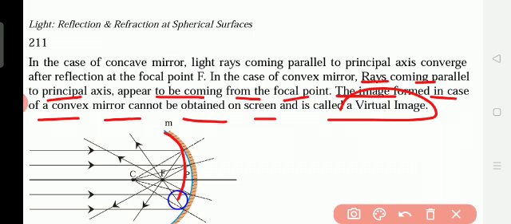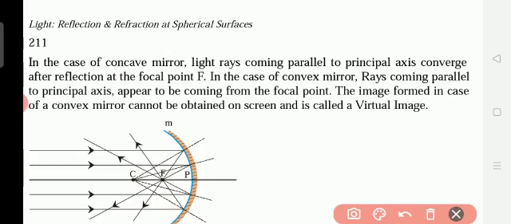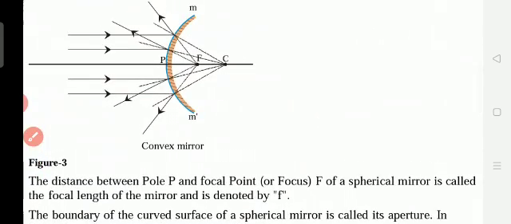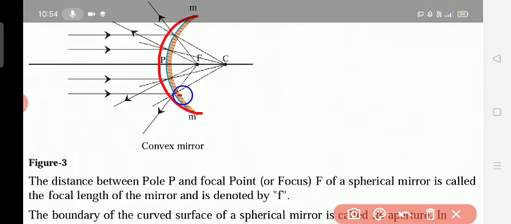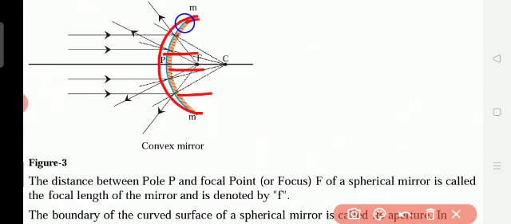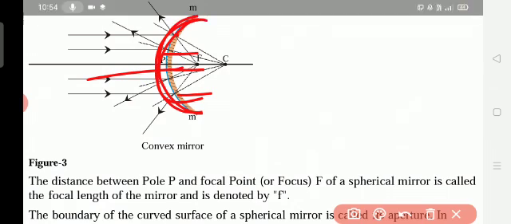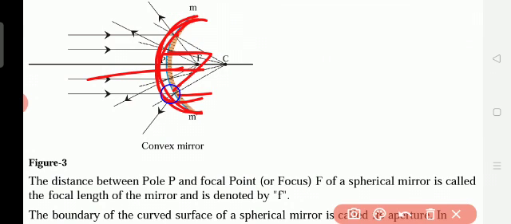In case of a convex mirror, rays coming parallel to the principal axis appear to be coming from a focal point. The image formed in case of a convex mirror cannot be obtained on a screen. It is called a virtual image. Here you see two differences. A real image in a concave mirror falls outside the mirror, on the screen, so it is a real image.